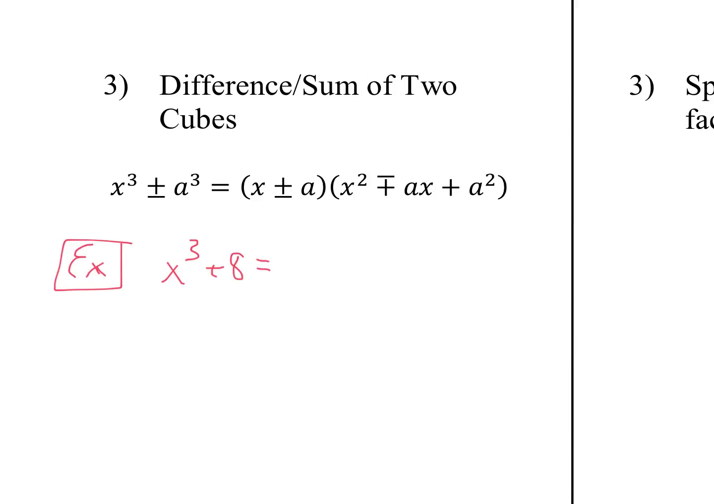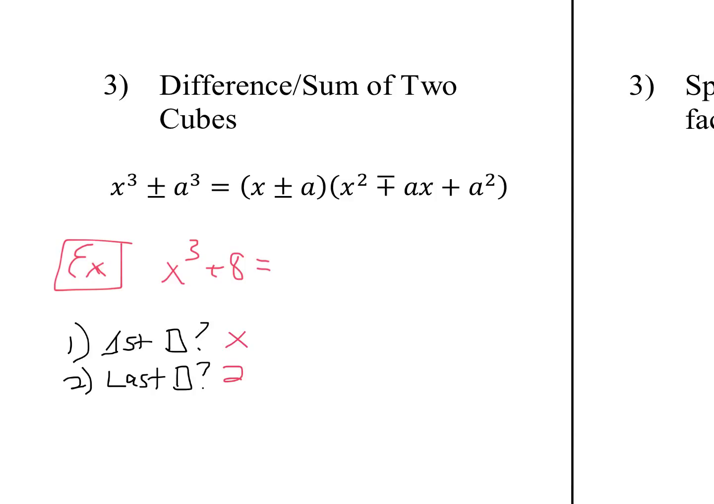As an example, I have x cubed plus 8. To be a sum or difference of two cubes, it's basically the same questions that we just did for the difference of two squares. 1, is the first term a perfect cube? 2, is the last term a perfect cube? 3, this could be a sum or a difference, and it's always going to be a sum or a difference, so I guess that's pointless to even say that. We just got two questions. x cubed is a perfect cube. Its cubed root is x. 8 is a perfect cube. Its cubed root is 2. This is a sum of two cubes.